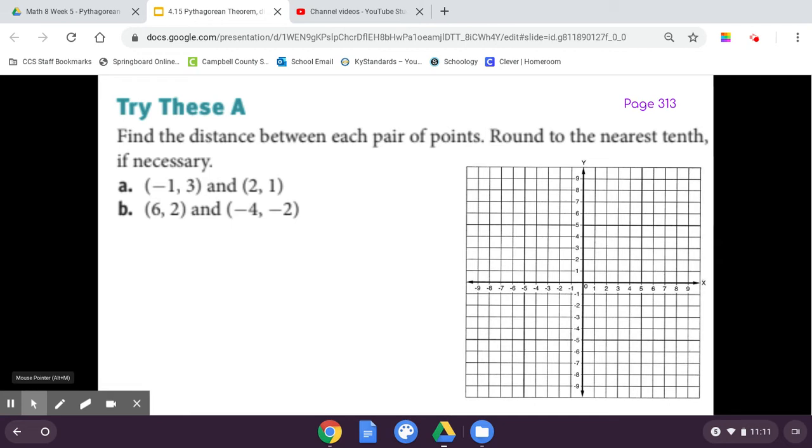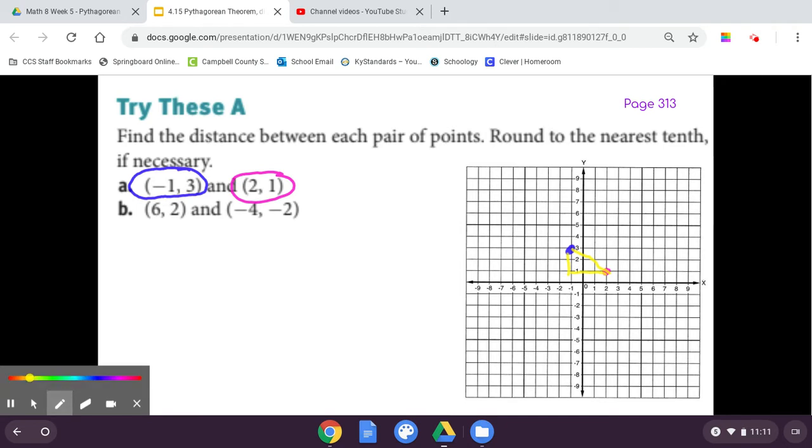All right, so we're on page 313. Find the distance between each point, round to the nearest tenths if necessary. So step 1 is going to be to go ahead and plot these points. So I'm going to plot this one, -1, 3. And then I'm going to plot this other point here, which is 2, 1. All right, as you can see, that creates a diagonal line. So I need to connect these, make straight lines so that I have a nice right triangle there.